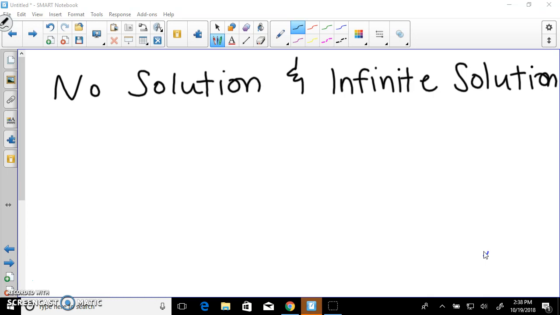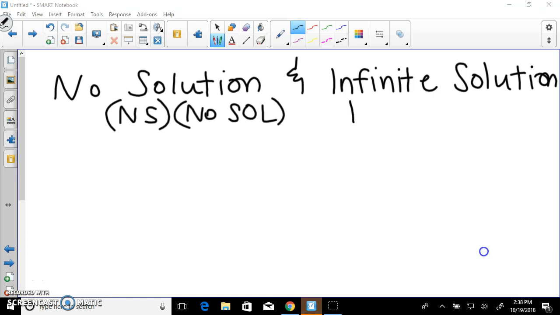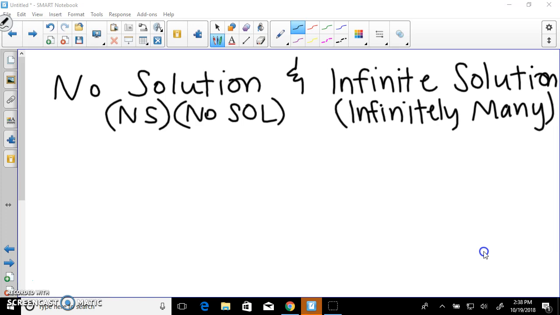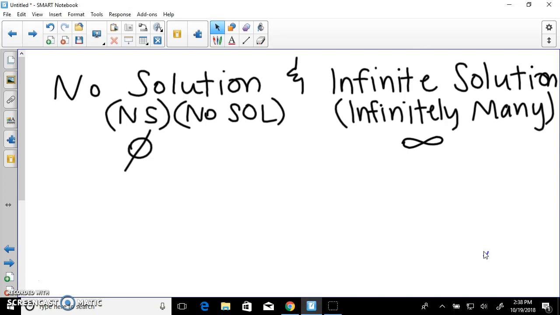A lot of times with no solution, we'll see it written as NS or no solution. We just abbreviate it. And then with infinite solutions, sometimes it's written as infinite or infinitely many. For symbols, sometimes our no solution is written like that. It's like a 0 with a line through it. That means no solution. And then infinitely many, we write it as an infinity symbol. So those are all ways to designate no solution or infinitely many solutions.